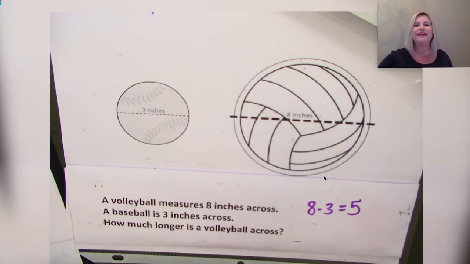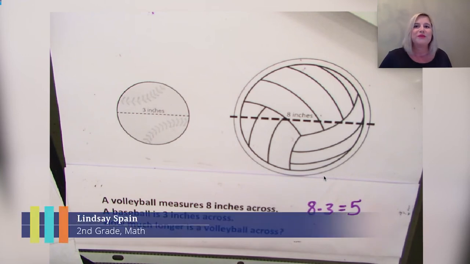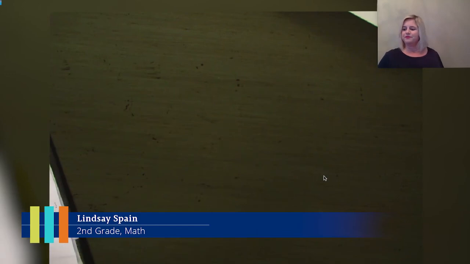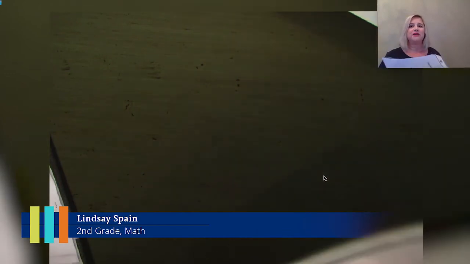How are you feeling about adding and subtracting with measurement? I think you're doing a terrific job. Now, are you ready for another problem? Get your paper and your pencil ready. We are going to be looking at a box of tissues.